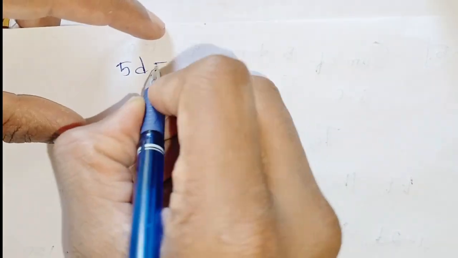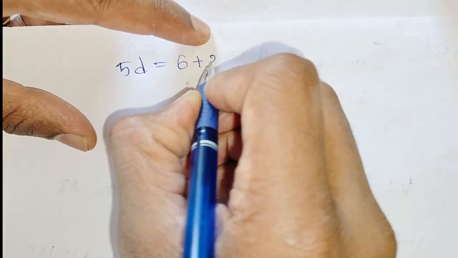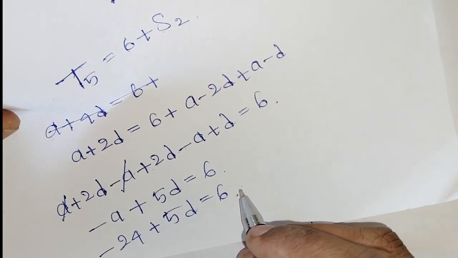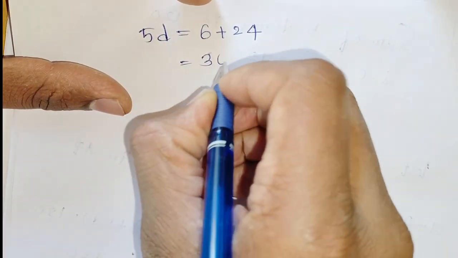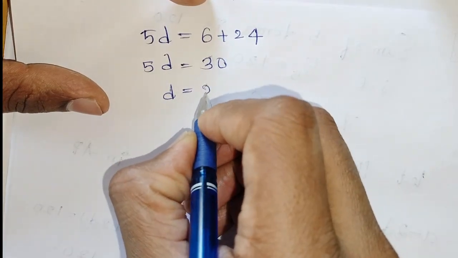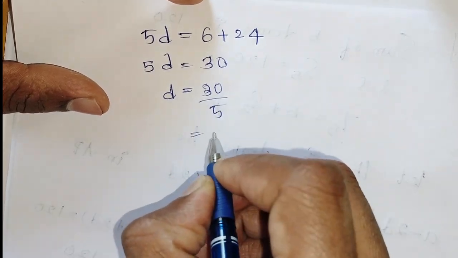And here, 5d equals 6 plus 24. Here it is minus 24, that if it goes to the RHS, it becomes plus 24. It becomes 30, 5 times d. d becomes 30 by 5, that becomes 6.